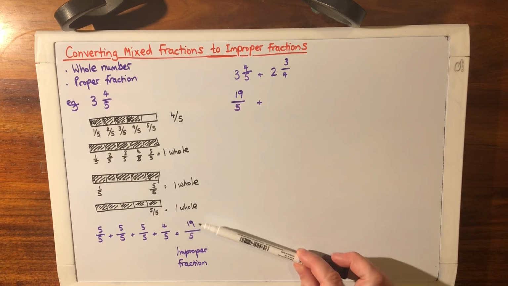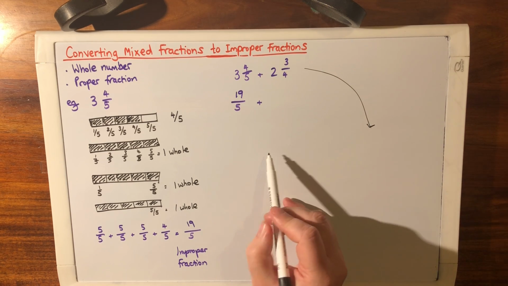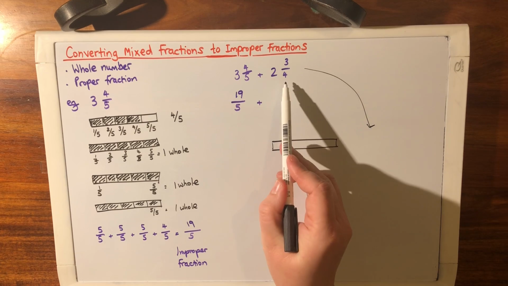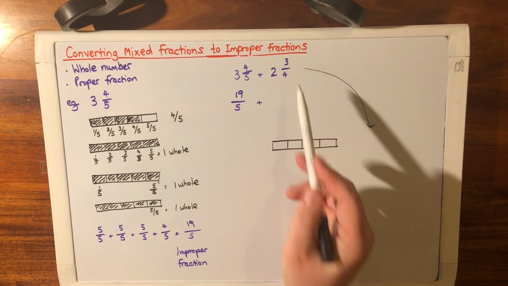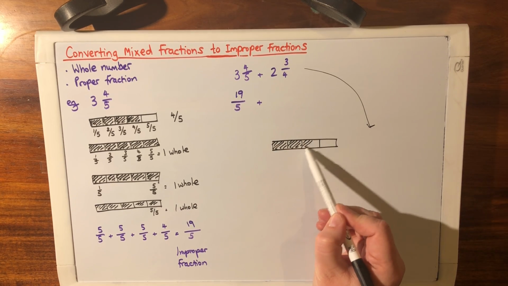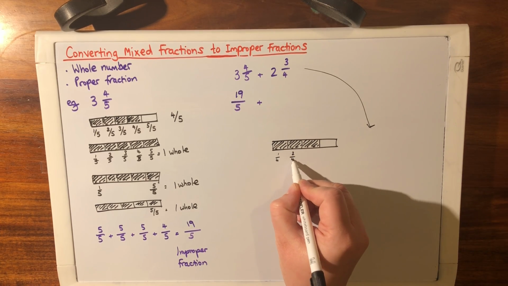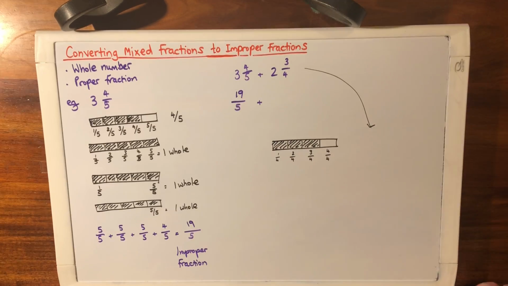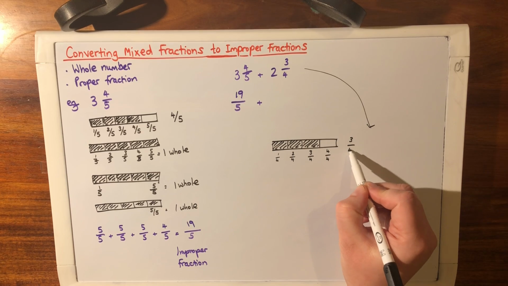Well, if we were to draw it out like this, we could see that one whole in this case would be divided into 4s, quarters. In this case, we're looking for 3 of those quarters. 1, 2, 3. 1/4, 2/4, 3/4, and 4/4. But we're only looking to take 3 of those quarters at this stage.